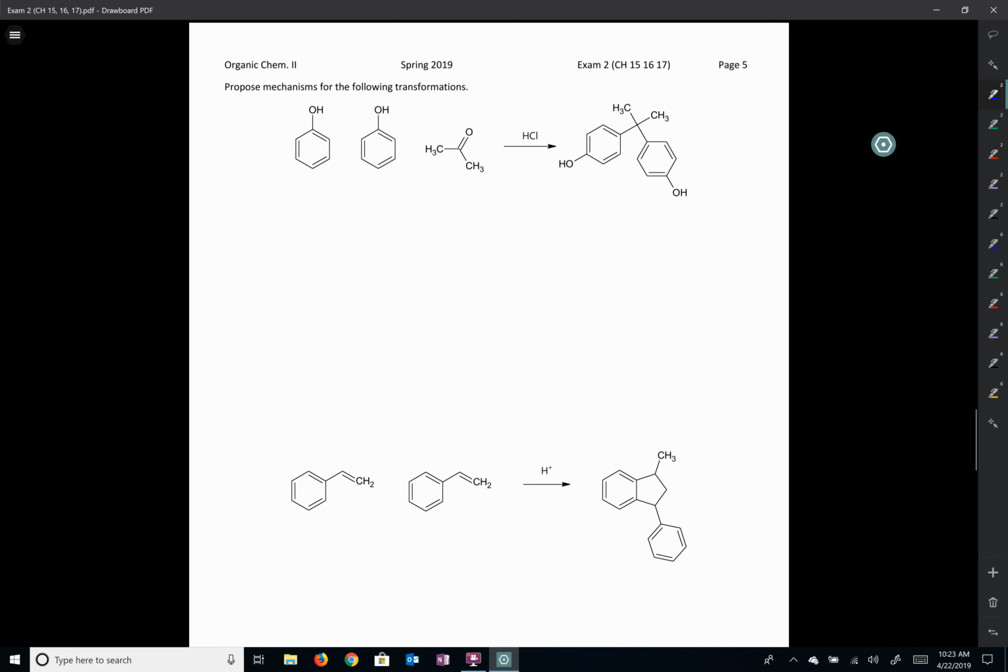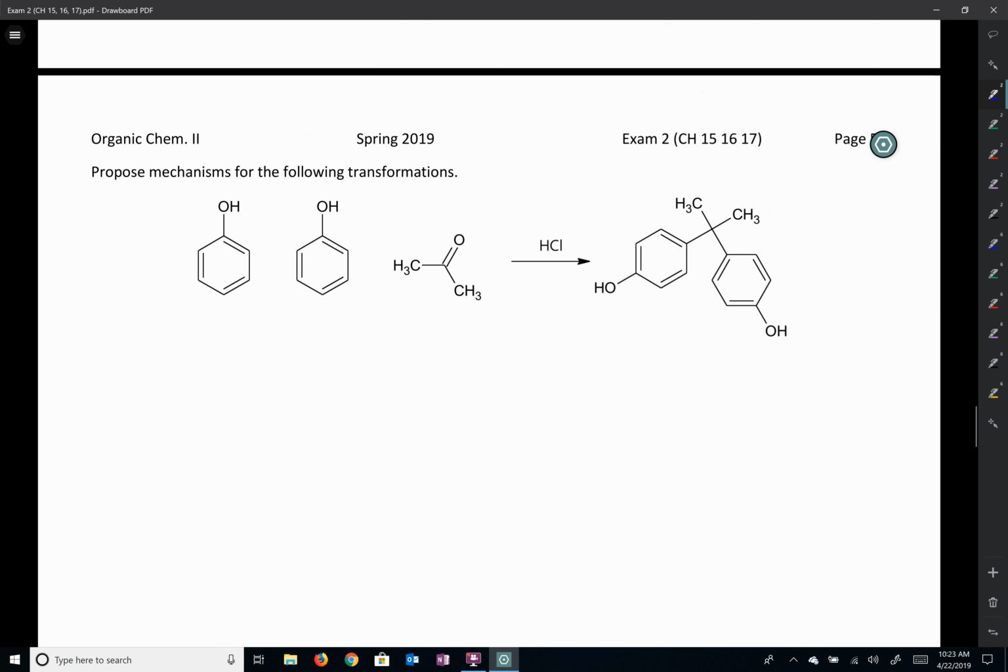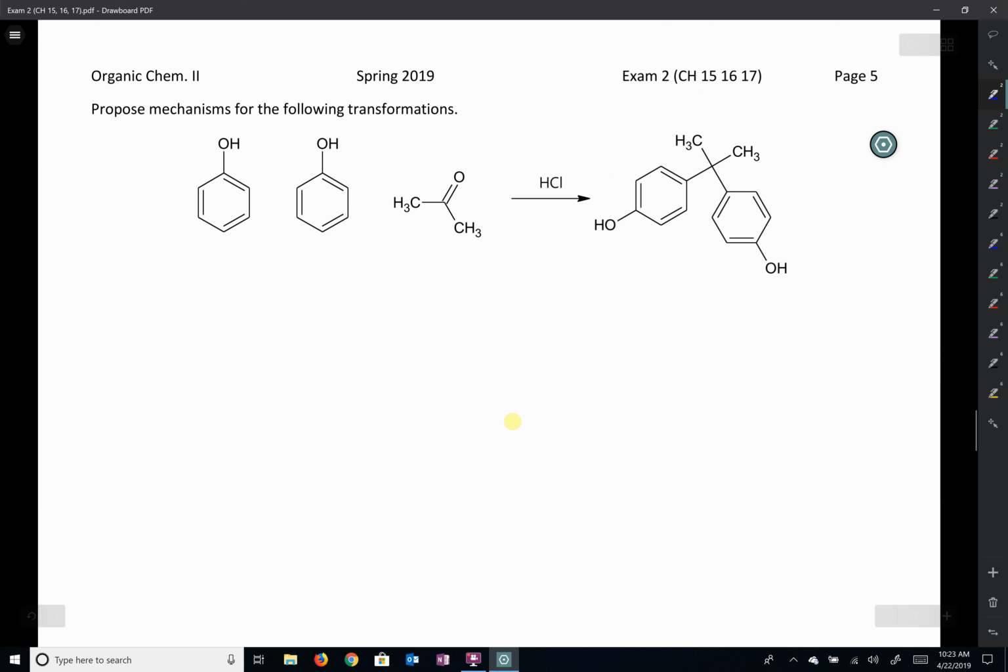Okay, so we're looking at page 5 of exam 2 in the spring semester of the second semester of organic chemistry. And we're asked to propose some mechanisms for the following transformations here. So let's take a look at what we can figure out. So up here, we have two phenols, we've got some acetone, we've got some HCl, and we're supposed to bring them together to make this behemoth over here, right?